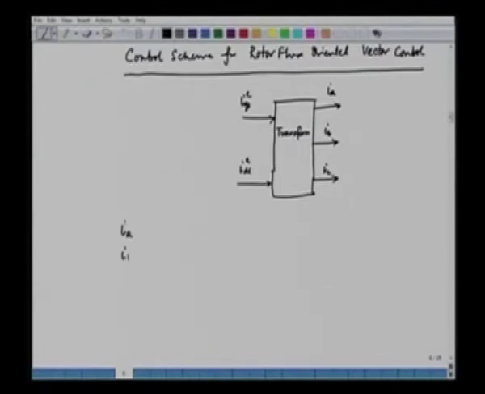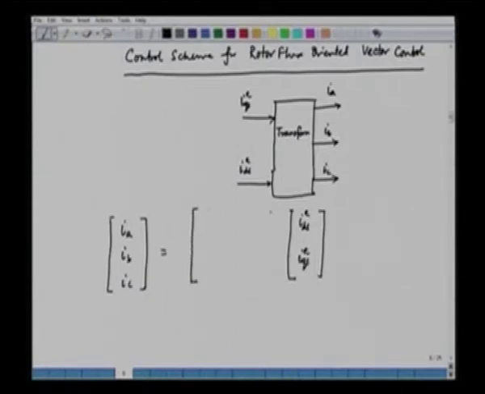So the transformation in this case is IA, IB and IC. This we have to obtain from IDS and IQS. And what is the transformation here? This transformation we have to find out. The transformation will involve theta E. Now the transformation will be as follows.